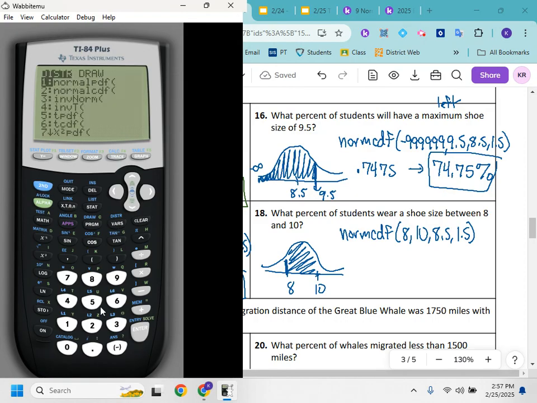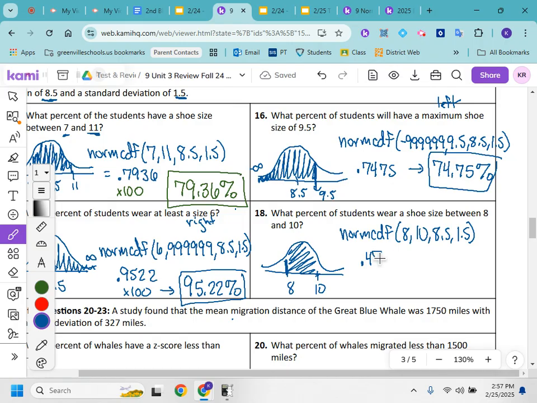Second verse. Lower first, then upper. 8, then 10. I'll get there. 0.4719. That's the area or the probability. We times it by 100 to get to our percent. 47.19%.